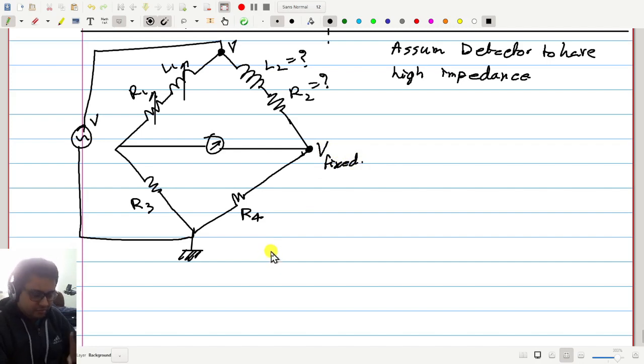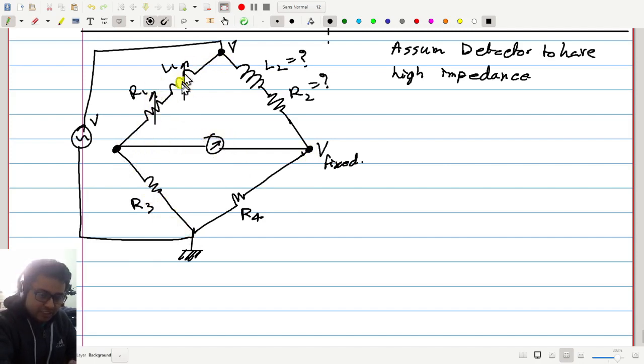Okay, I'm just trying to make our analysis simple. Now we are changing these two. When will we get balance? We will get balance when this potential is equal to this V fixed. When we change this impedance, then this current will change. Okay, the current through the detector is negligible.